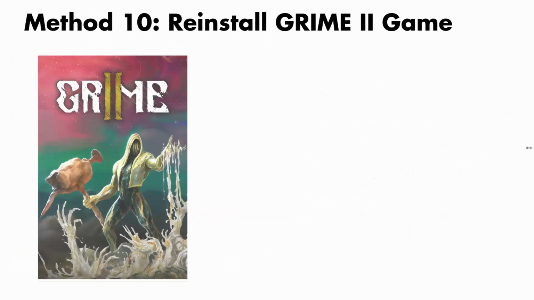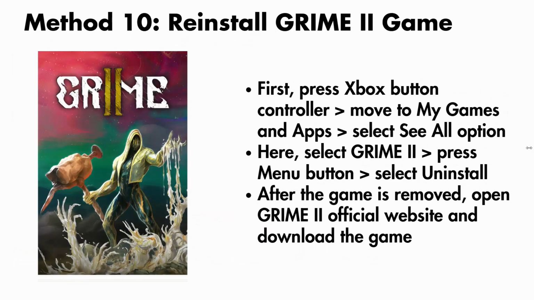Next is to reinstall Grime 2 game. For that, press the Xbox button on controller, then move to my games and apps, select see all option. Here select Grime 2 game, then press menu button, after that select uninstall. After the game is removed, open Grime 2 official website and download the game. And after that, check if the problem is fixed.